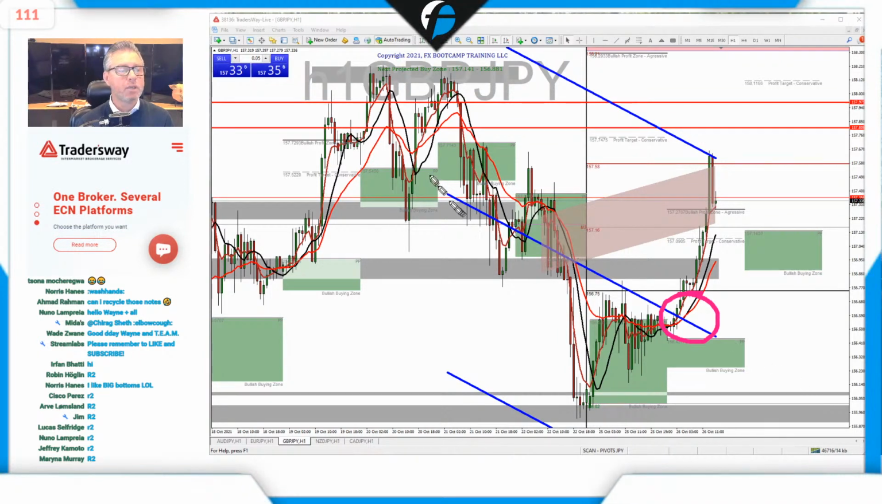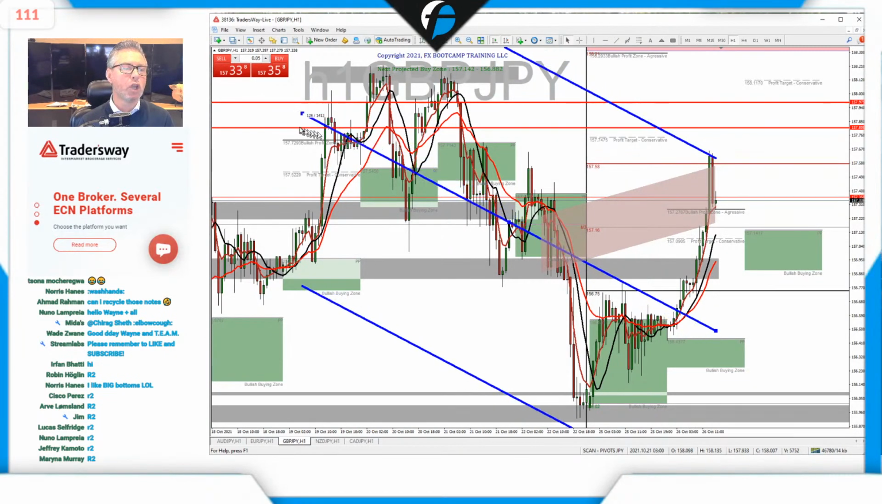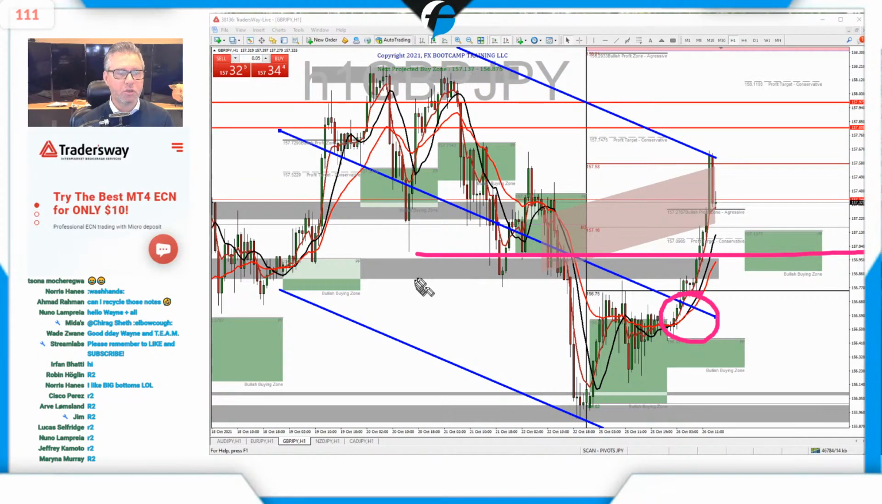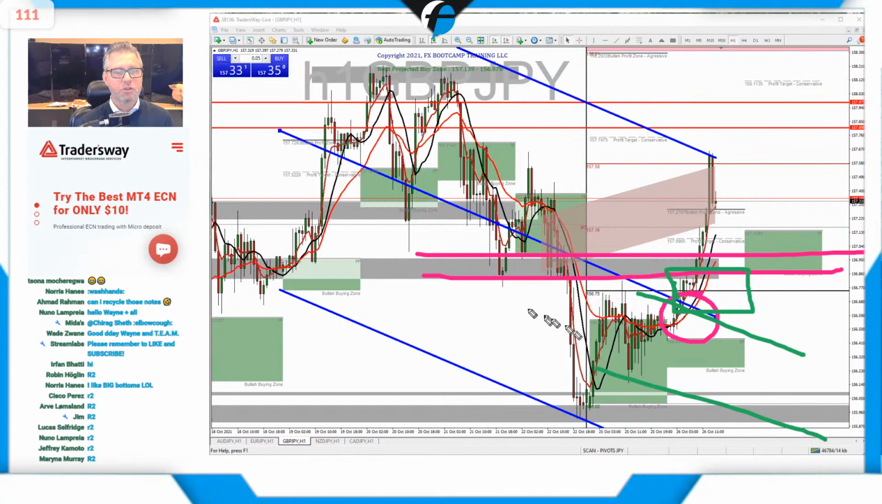Because statistically, for example, now you'll say, wait, the Aussie was like this. Okay, but the Aussie was different as well. The other thing is we're still below here. The Aussie was well above that. The Aussie had rising daily pivots, one higher than the other. This does not. So on and so forth.